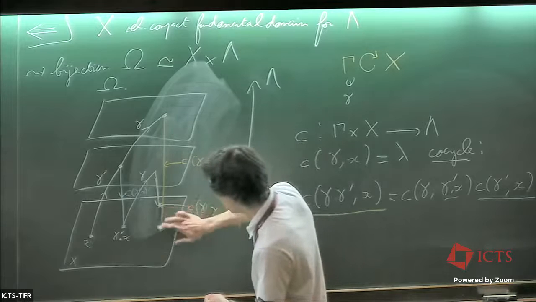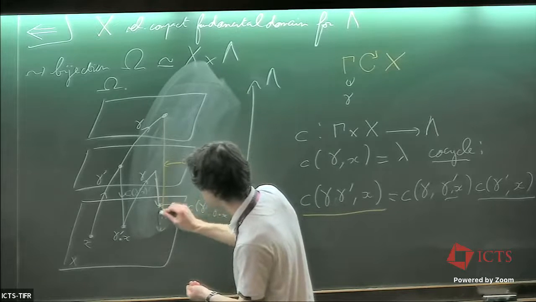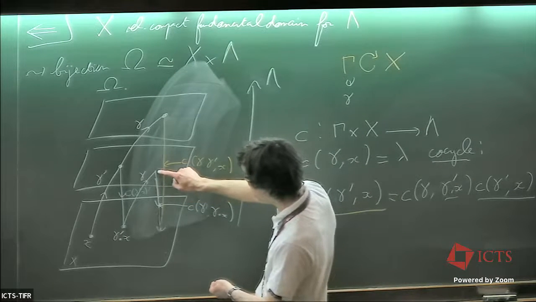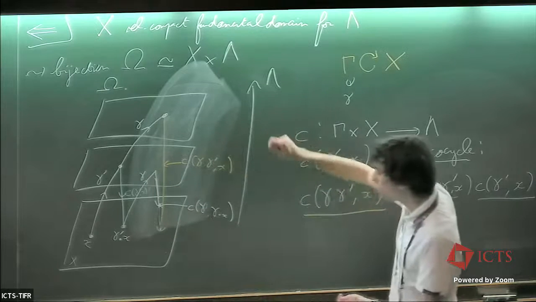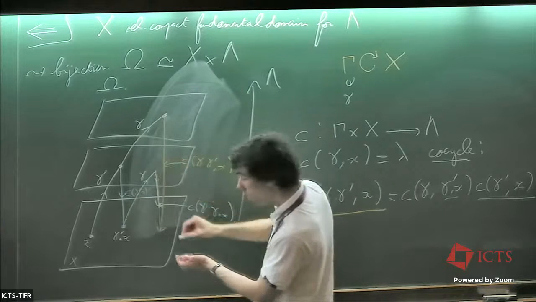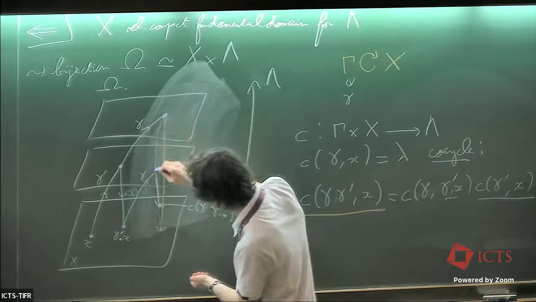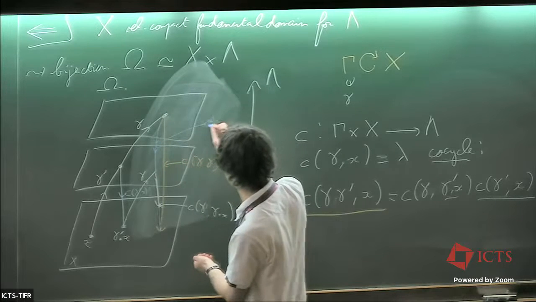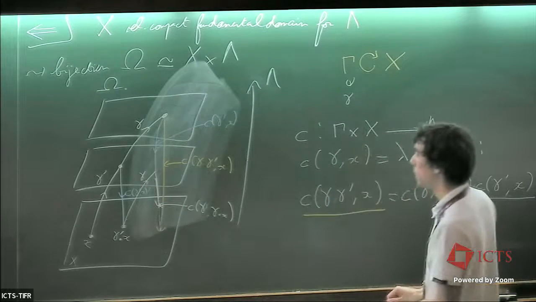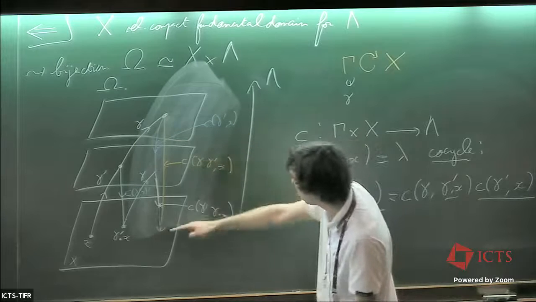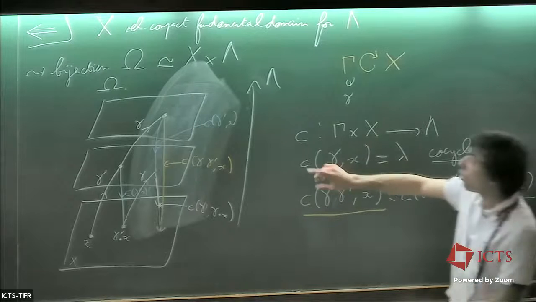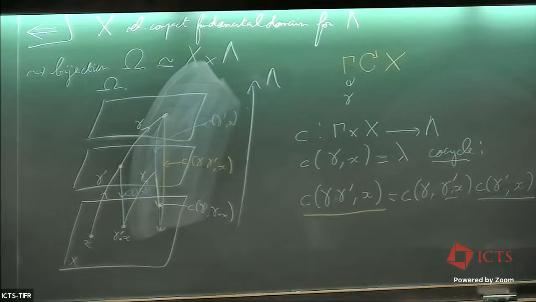Okay, so I have this element here, but the thing you should notice is that because the two actions commute, if I do C of gamma prime X and then gamma, it is the same as doing gamma and then C of gamma prime X. And then you see that this orange is the product of those two. So here I'm using the fact that the two actions commute to get the cocycle relation.